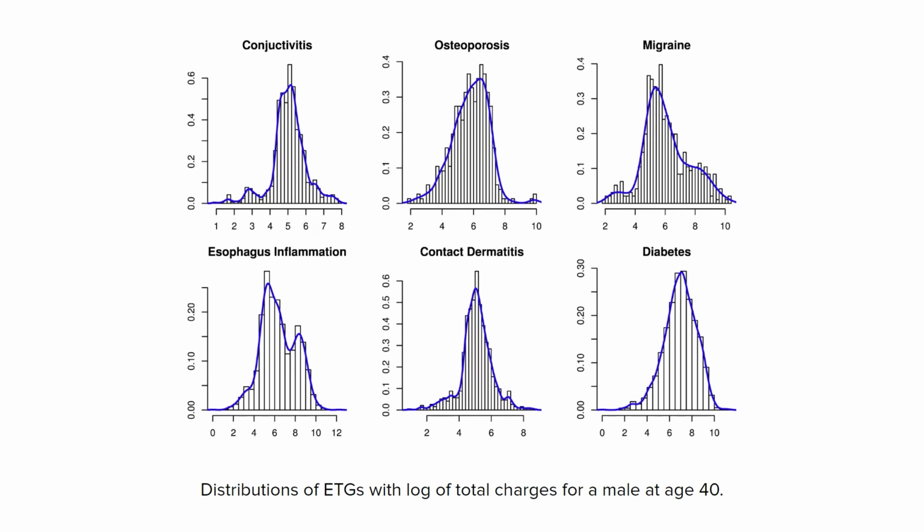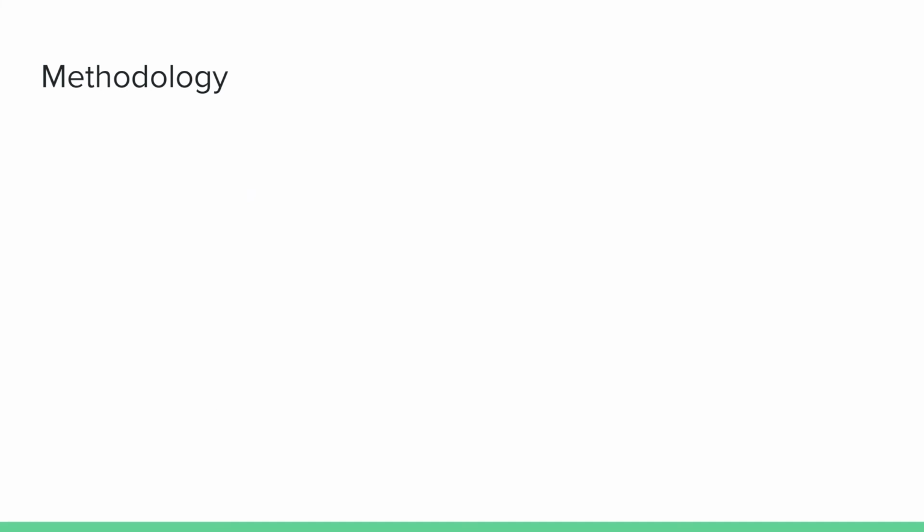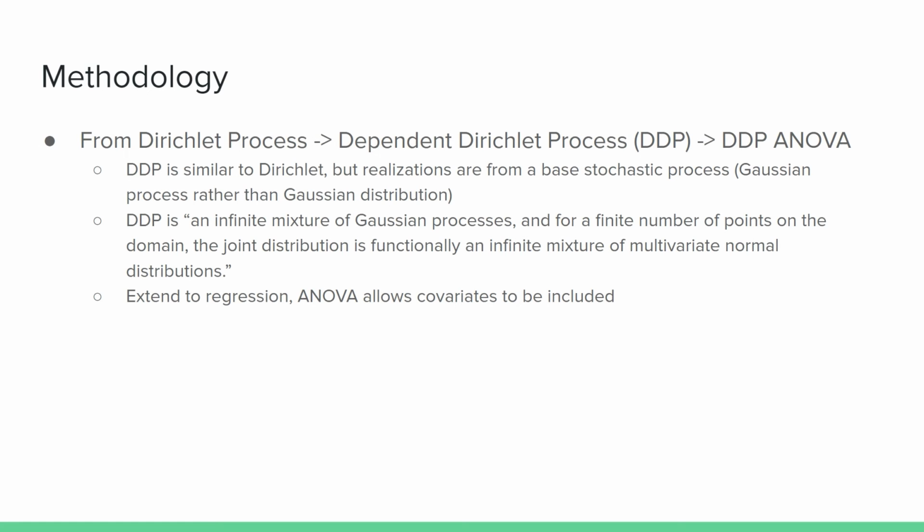In this figure, total log charges of different ETGs of a male aged 40 are plotted. As shown, the distributions cannot be accurately represented by a common probability distribution. There are multiple modes, and the tail behavior isn't quite as expected. These researchers used an extension of the Dirichlet process called the dependent Dirichlet process ANOVA, which uses realizations from a Bayes stochastic process rather than a Bayes distribution and allows for the inclusion of covariate information. The resulting model can generate any distribution.